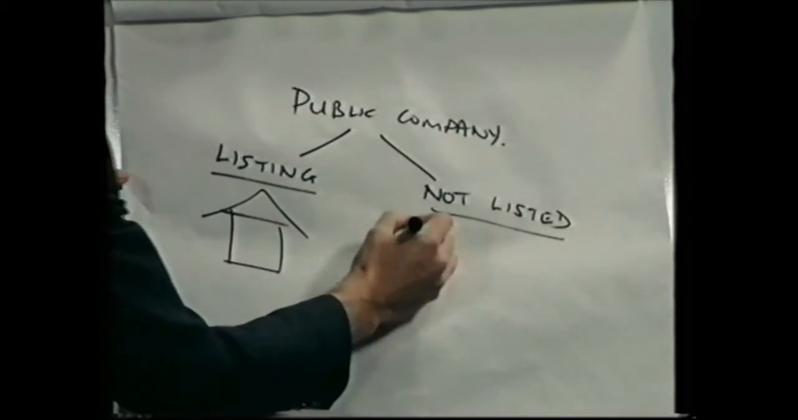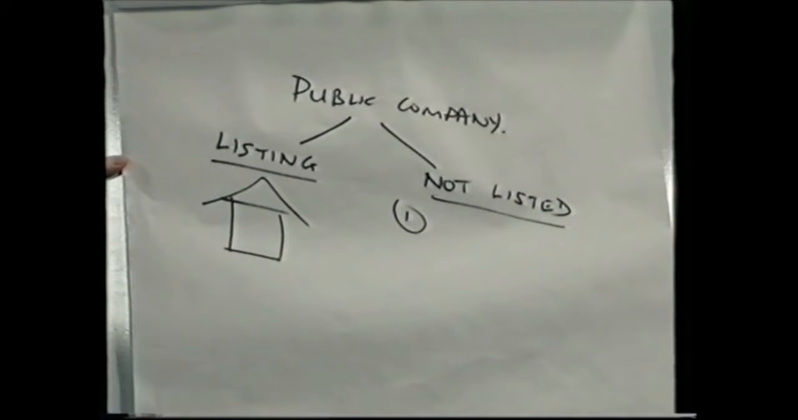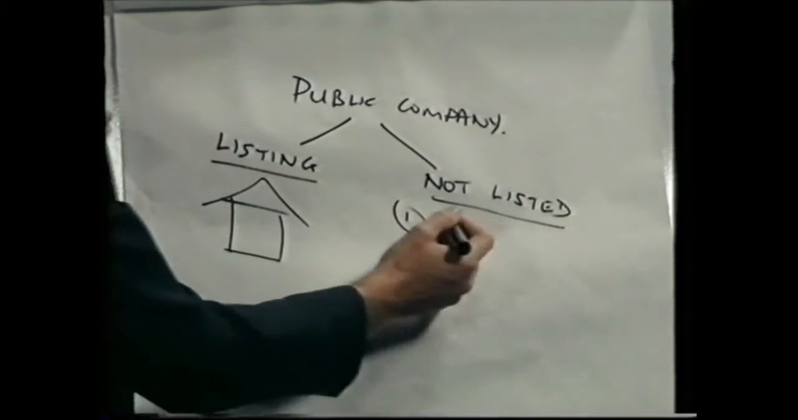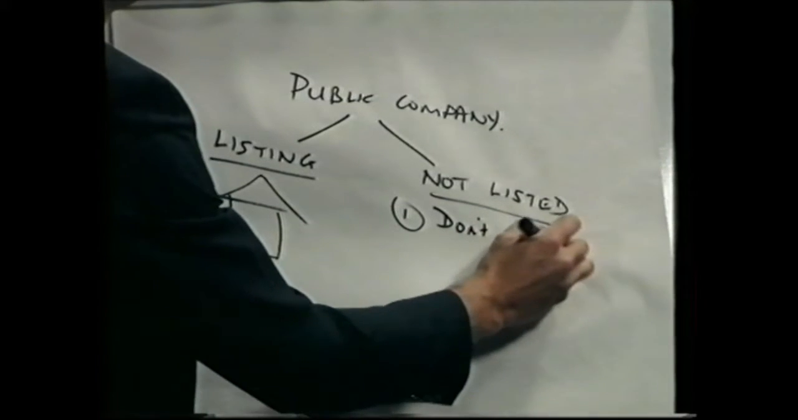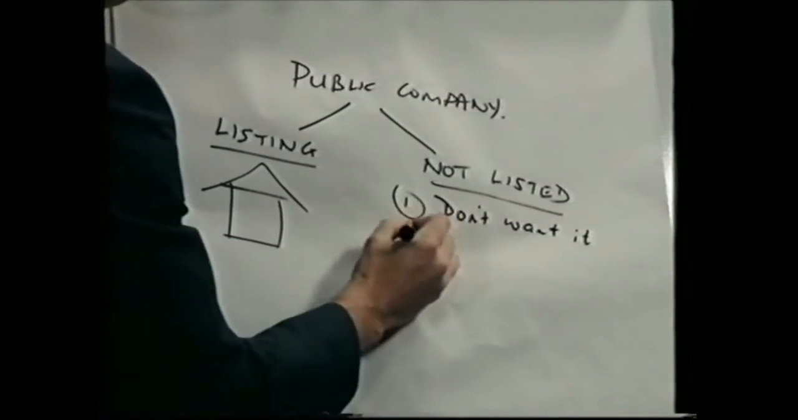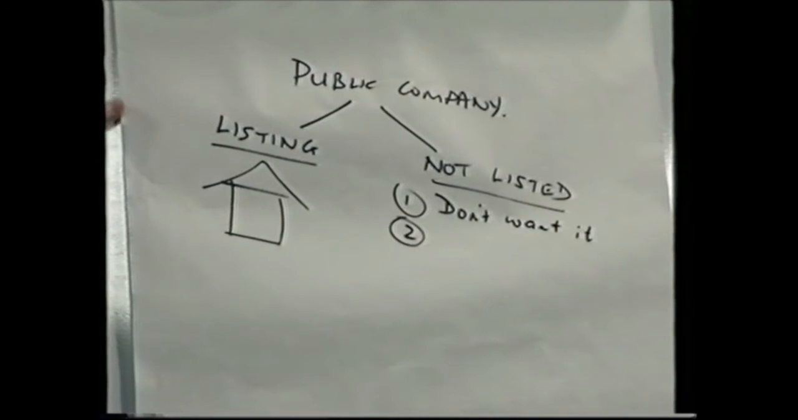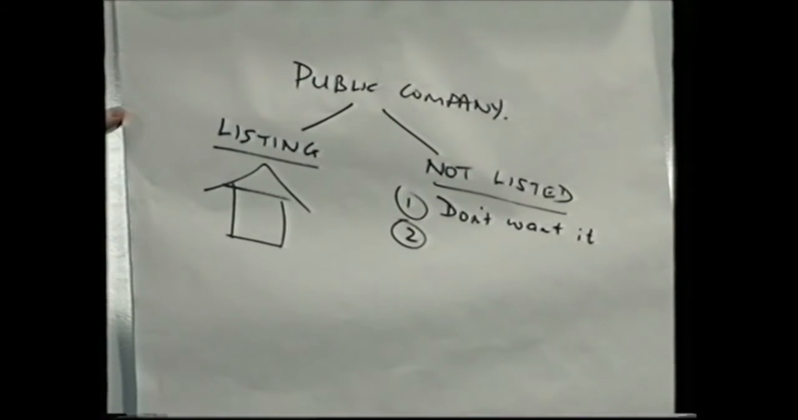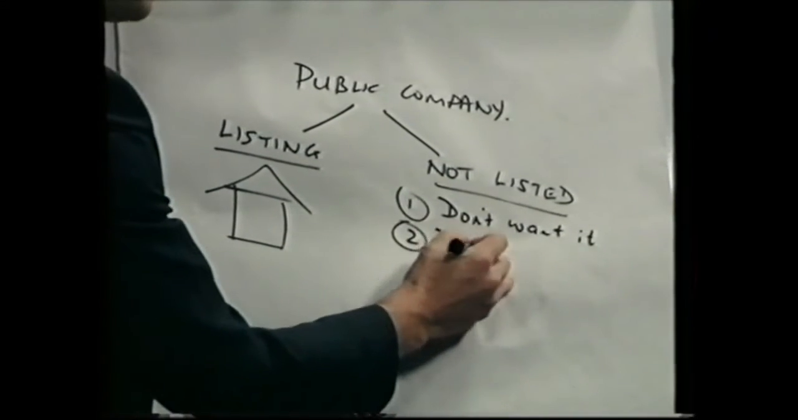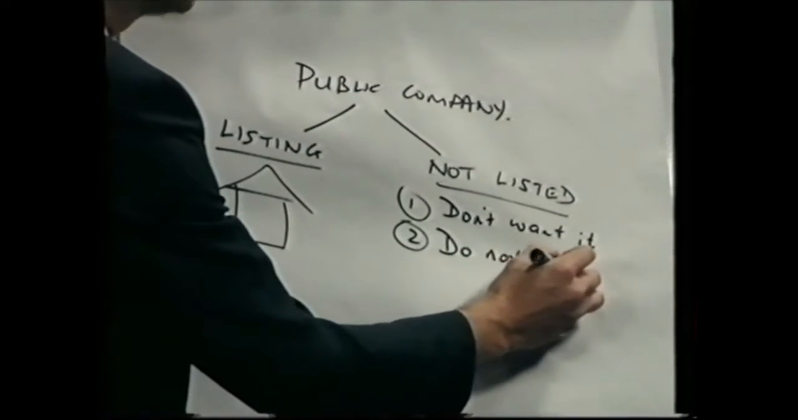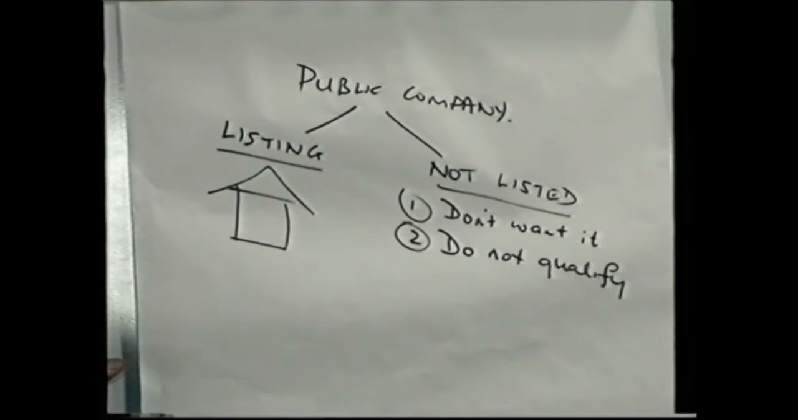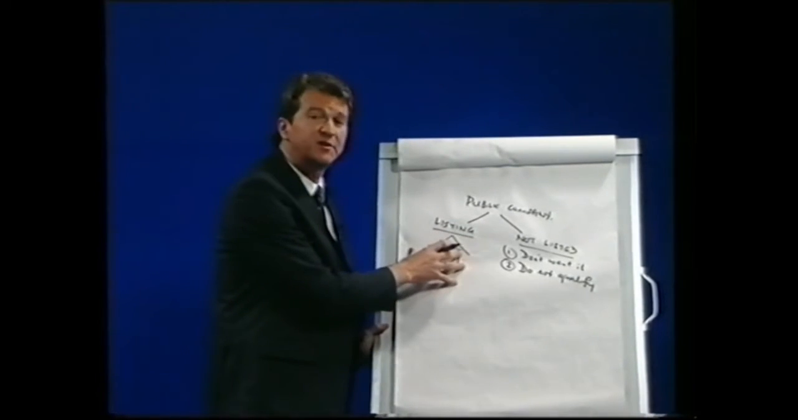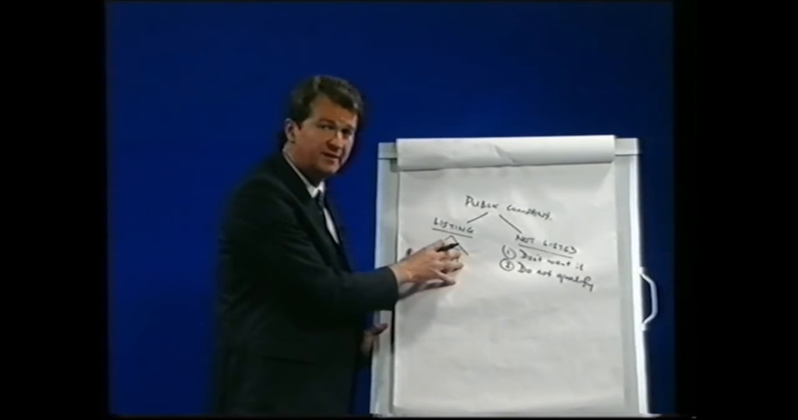These are, for example, public companies that do not want a listing. They don't want their shares to be listed or quoted on the Johannesburg Stock Exchange. There may be another category of those public companies that would like a listing, but they do not qualify. It's not automatic that if you are a public company that you automatically will become listed on the Johannesburg Stock Exchange if you should so wish.